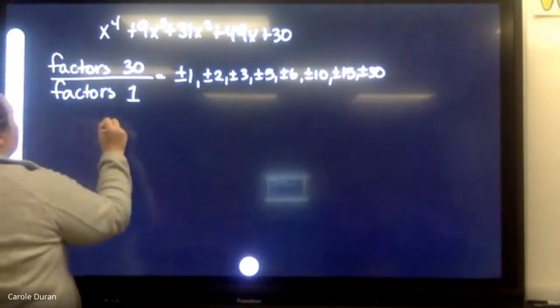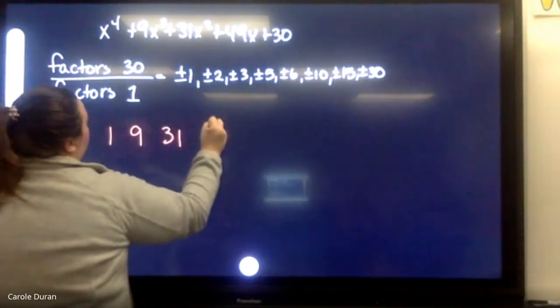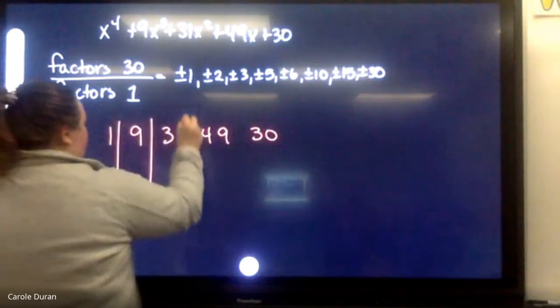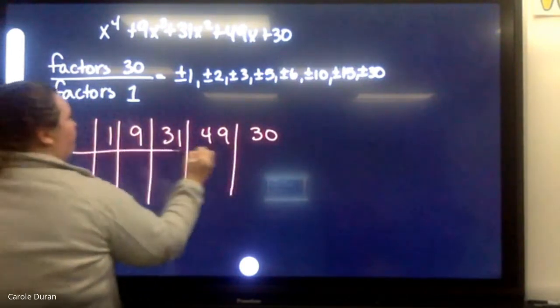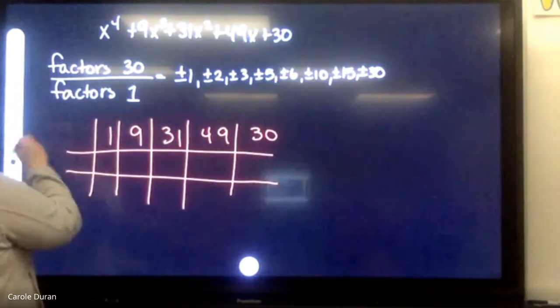So for synthetic division, I'm going to, of course, set up my table. And I think we're just going to guess, and we'll divide out -2. Wait, where are you getting that? Oh, never mind.